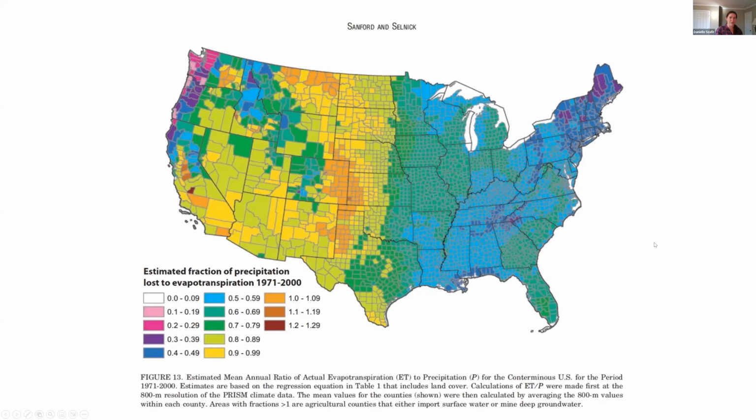All right, we've got one more for you here. So this is a map that was taken from a paper where they were looking at precipitation loss over different counties in the continental US. So once you see it, go ahead and drop it in the chat.